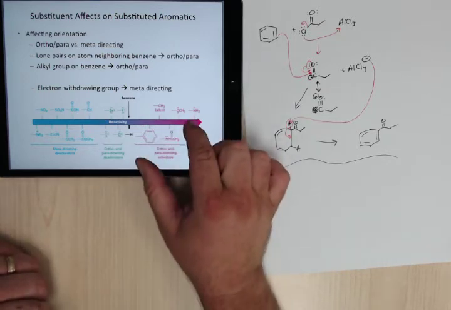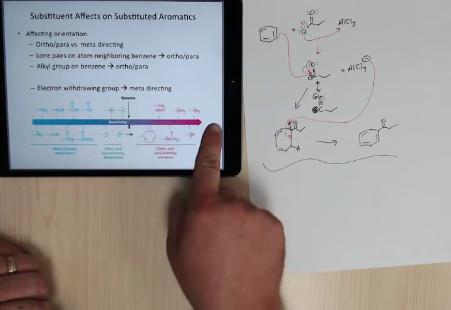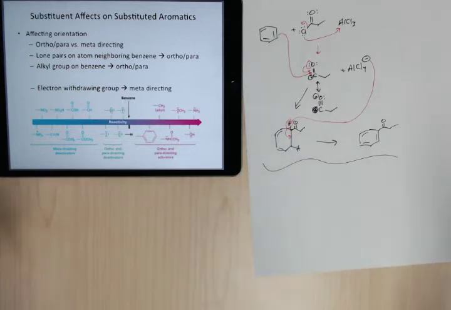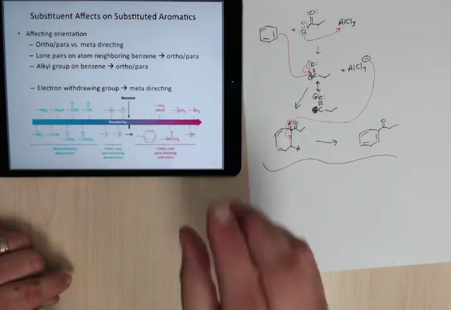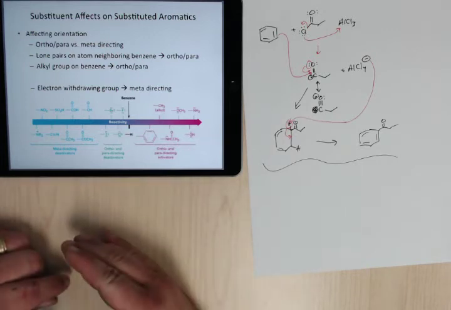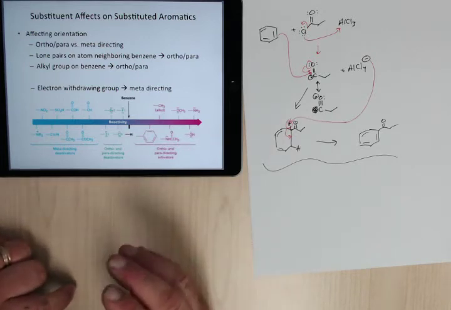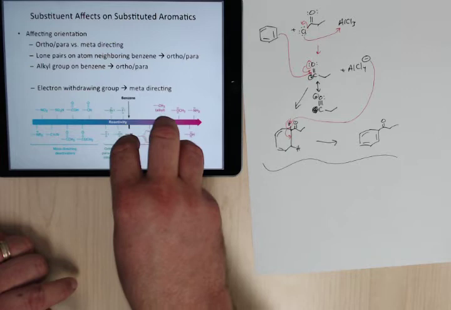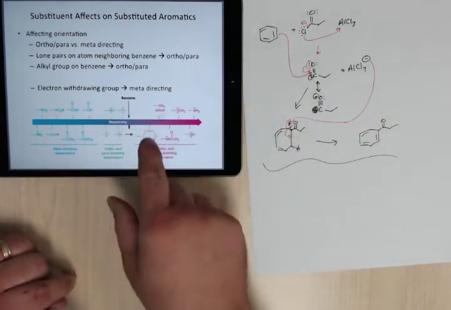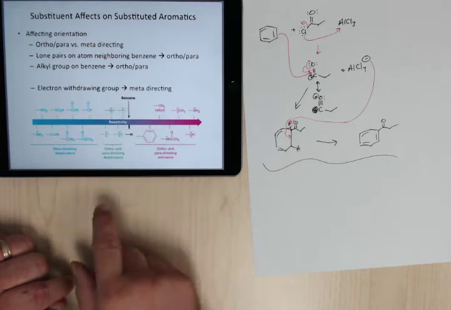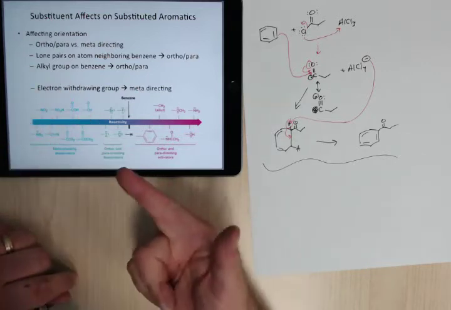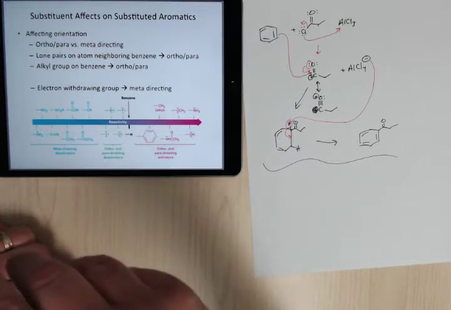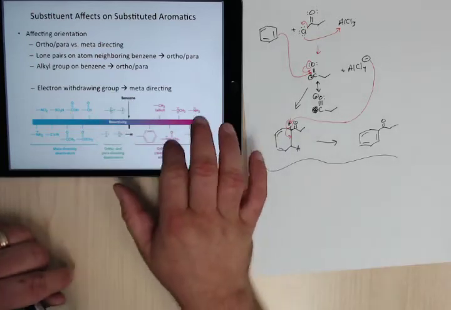Electron donating groups are alkyl groups, so just regular methyl, ethyl, propyl, isopropyl, whatever, or things that have lone pairs directly next to the ring. It turns out that when you have these, if you have lone pairs or an alkyl group right next to the ring, when you add the next group on, it's going to go in the ortho-para direction. If you have one of these groups with S double bond O's, N double bond O's, C double bond O, C triple bond N, those are actually going to put the next group into the meta position.